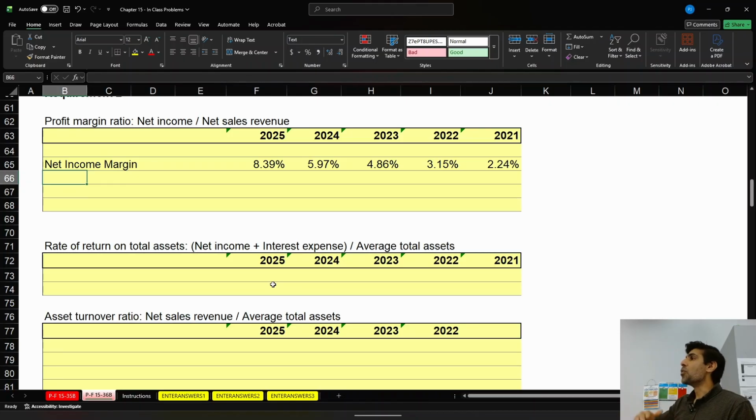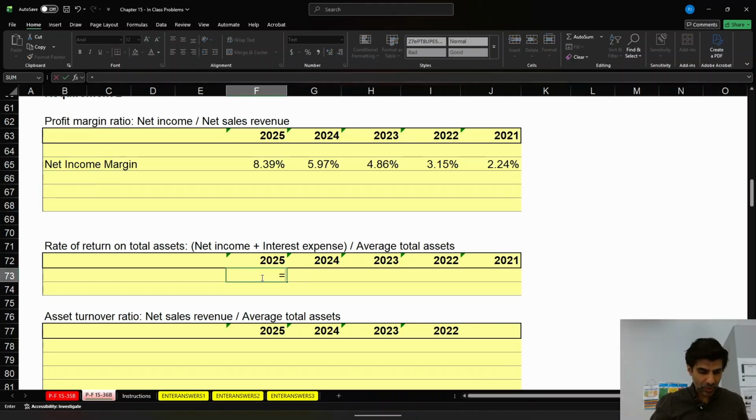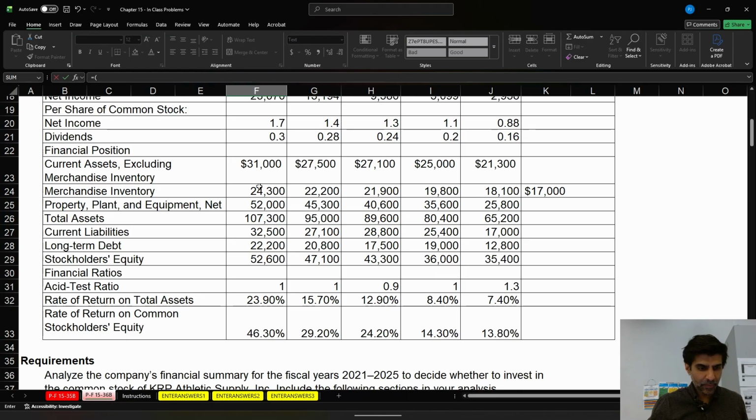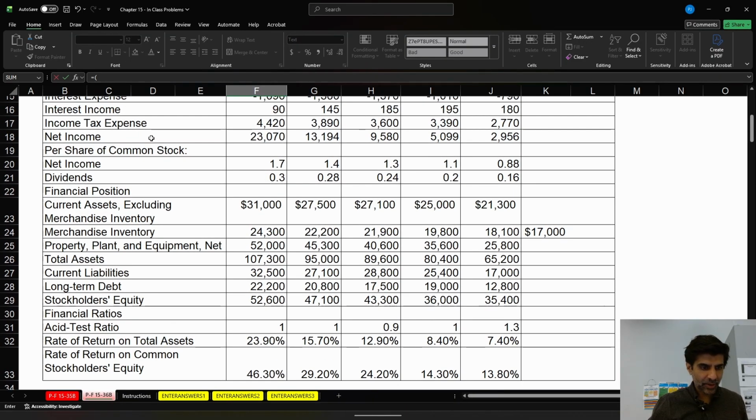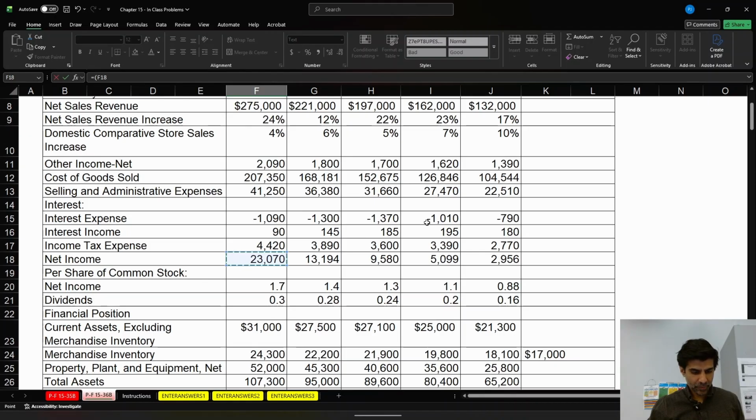So we want to normalize the profit for the financing decision, right? We're going to add that back because we want to see how much profit is generated irrespective of how the assets are financed. That's the more operationally important question, because we just care about how good we are at using our assets to generate profit. We will go to net income, which is, again, here, 23,070. We're going to add back the interest expense. You can see here that it's a negative number though, so we can't just do plus this.